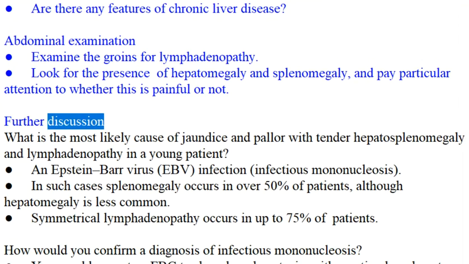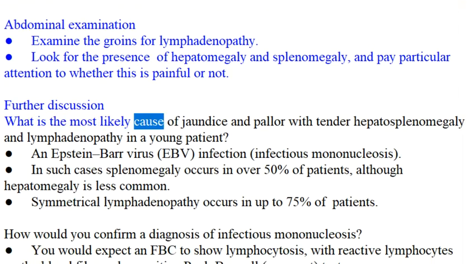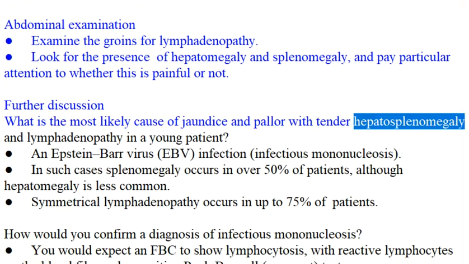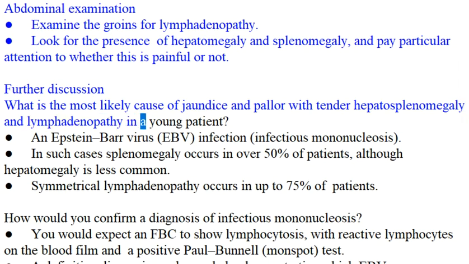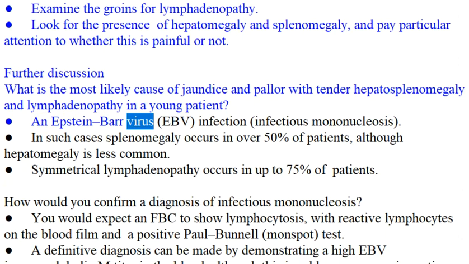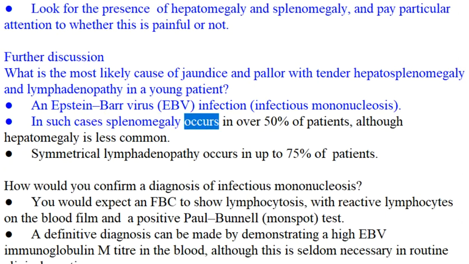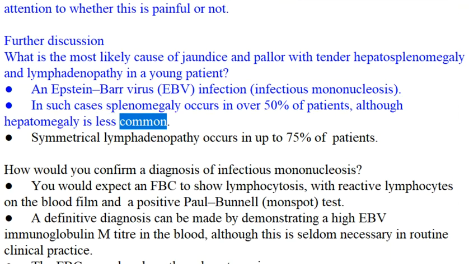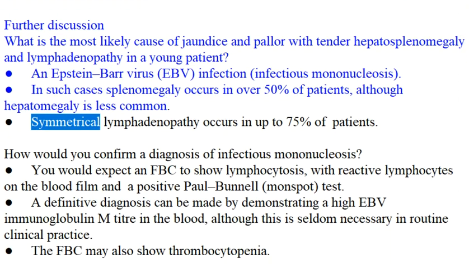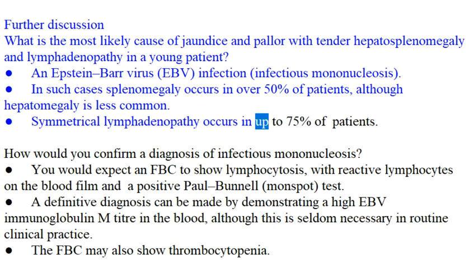Further discussion. What is the most likely cause of jaundice and pallor with tender hepatosplenomegaly and lymphadenopathy in a young patient? An Epstein-Barr virus, EBV, infection, infectious mononucleosis. In such cases splenomegaly occurs in over 50% of patients, although hepatomegaly is less common. Symmetrical lymphadenopathy occurs in up to 75% of patients.